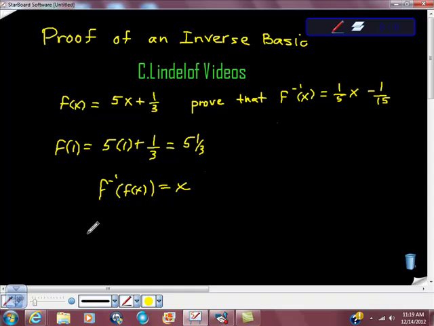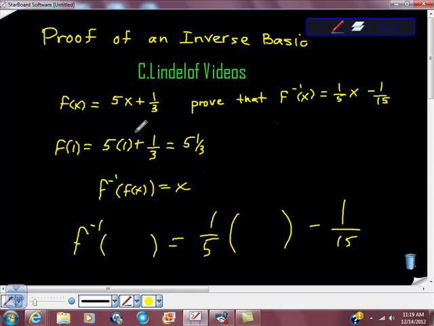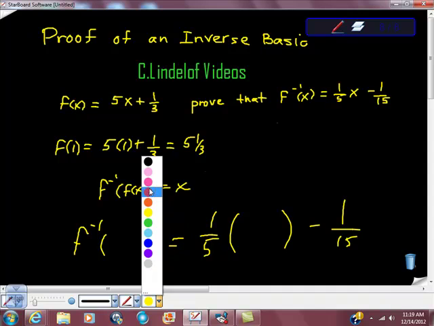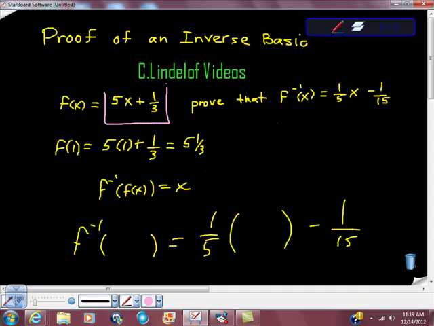So we're going to start off by saying the inverse of f, that thing that we're going to use, is equal to 1/5 times x minus 1/15. And then what we're going to do is take our f of x function, which is up here, and plug that in here: 5x plus 1/3. Right? And then we're going to show this as our proof to our professor.